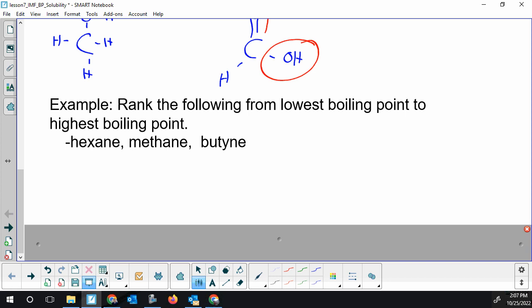So the lowest boiling point would have the fewest forces. The highest boiling point would take the most energy to separate them. And what would take the most energy to separate would be the one of those three that has the most forces.